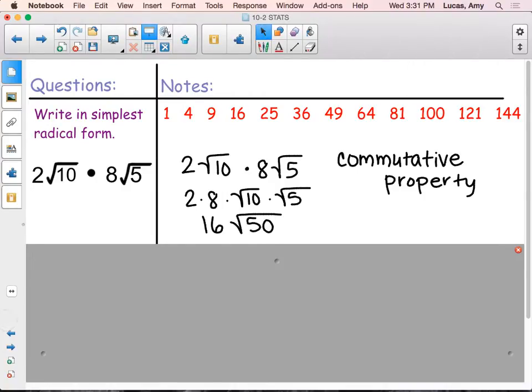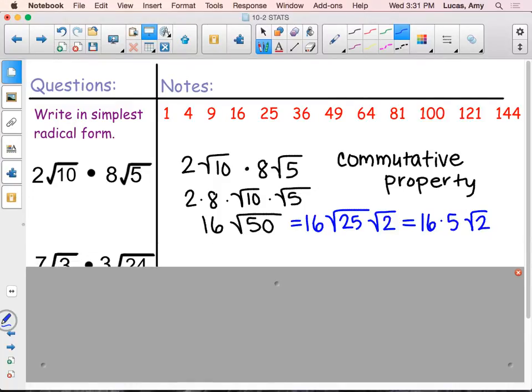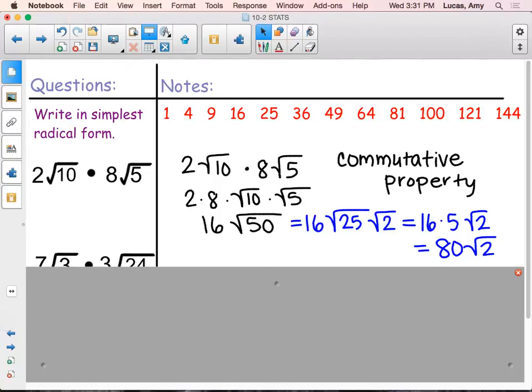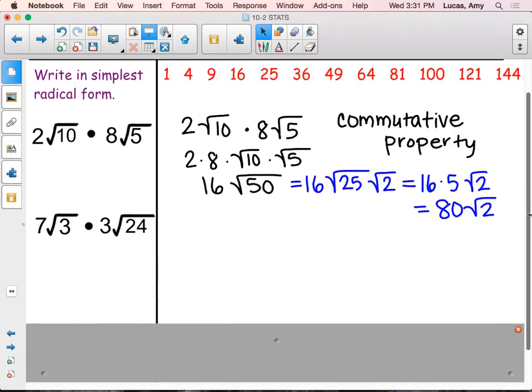Now I can simplify this. The square root of 50 breaks down into 25 times 2. So 16 times the square root of 25 is 5 times the square root of 2. 16 times 5 is 80. So simplest radical form would be 80 times the square root of 2. So what I did was I used the commutative property. And I kind of regrouped it.